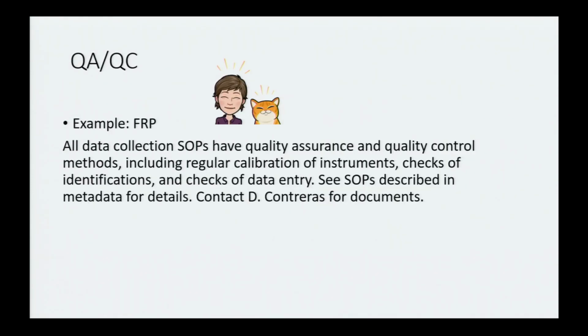So, for FRP, all data collection SOPs have quality assurance, quality control methods, etc. See SOPs described in metadata for details, and contact Dave to get the documents. So this says we have quality assurance information available in our SOPs. You get the SOPs by talking to Dave. They don't mention a quality assurance project plan, which would have all of this information in one place, which might be a little more helpful for a user, but they're documenting what they're doing, so that's pretty good.